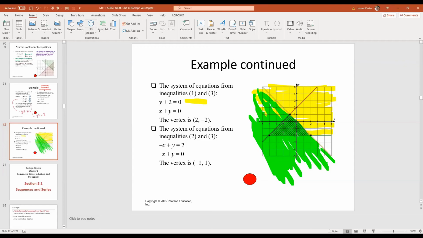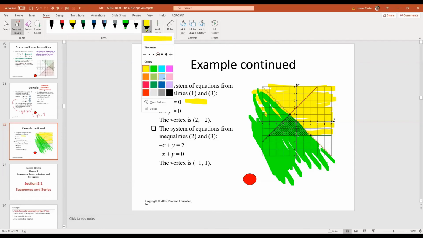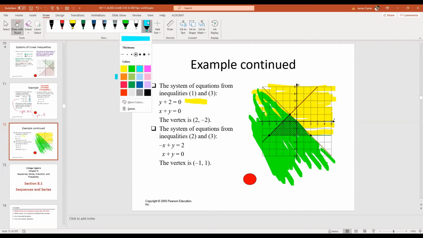Okay, and then the final one is y equals x plus 2. So that moves up the y-intercept to 2 and over 1, up 1. And that would be everything.